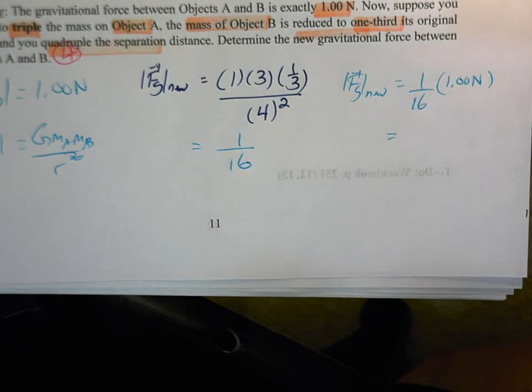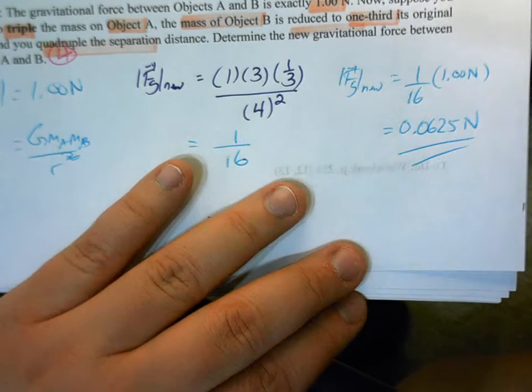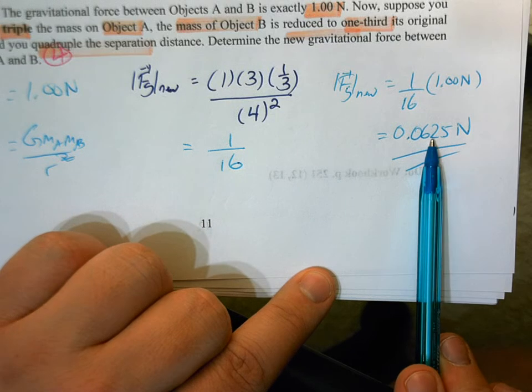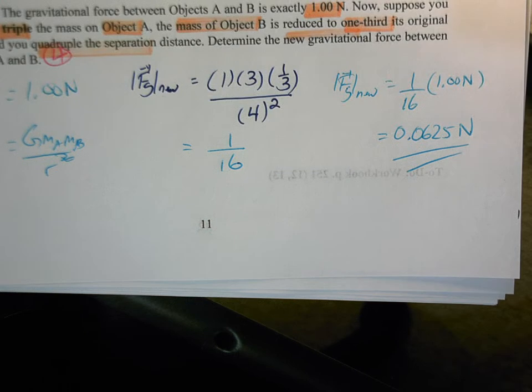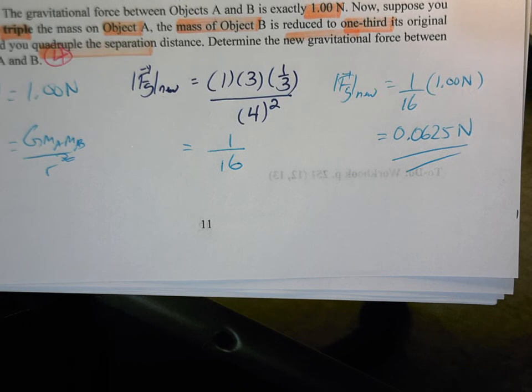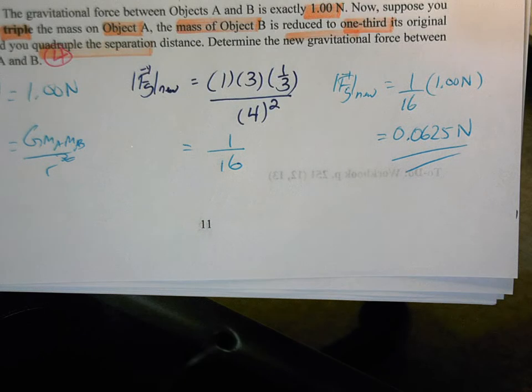So we do 1 divided by 16, we're going to be about 0.0625 newtons. So based on tripling one of the masses, making one of the masses 1/3, and quadrupling the distance, the new force of gravity is 0.0625 newtons. So the changes of the two masses actually canceled out each other, because by tripling one mass and making one mass 1/3 of its original value, if we multiply that together, it comes back to 1. So changing those two masses didn't do anything. It's the changing of that distance that actually changed this.